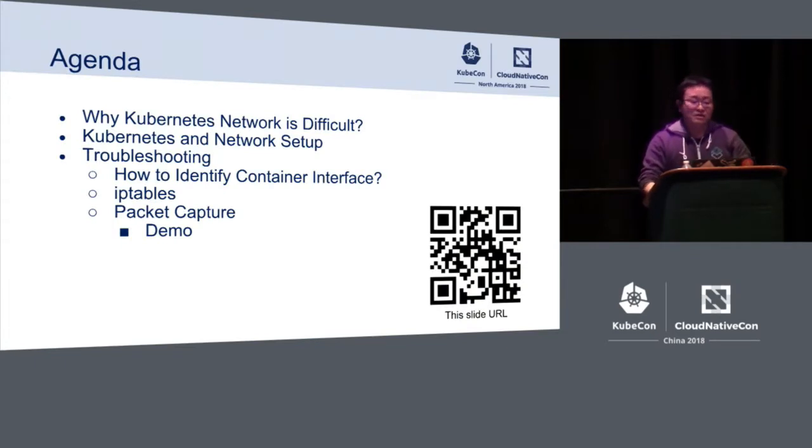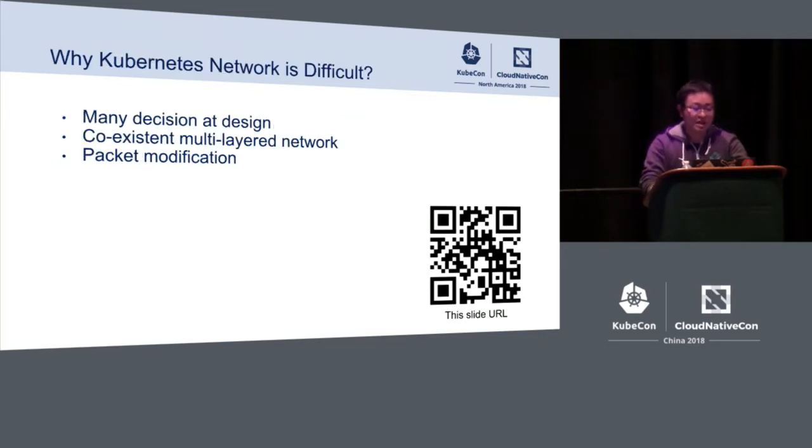First, I'm introducing why Kubernetes network is difficult. And then it goes to Kubernetes and its network setup, as the first step to troubleshooting. In the troubleshooting section, I will introduce how to identify the container interface, and then, of course, iptables. And the last thing is packet capturing. For packet capture, I'm showing a demo. And this QR code is the slide URL. If you capture it with your smartphone, you can see it.